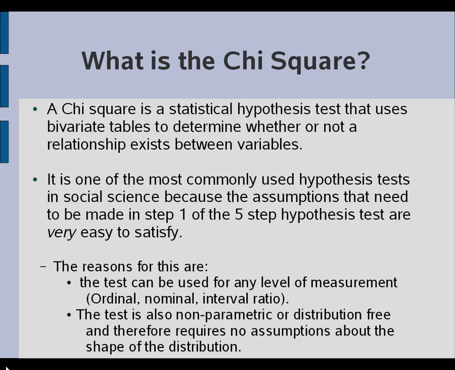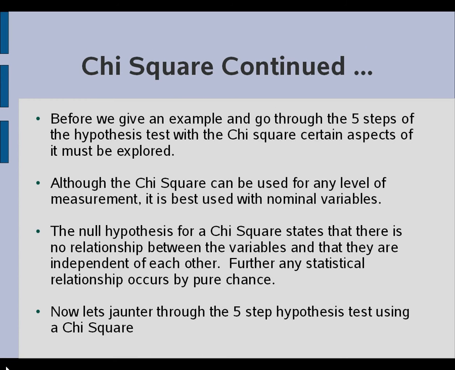The reasons for this are the test can be used for any level of measurement: ordinal, nominal, interval ratio. The test is also non-parametric or distribution-free, and therefore requires no assumptions about the shape of the distribution. Before we give an example and go through the 5 steps of the hypothesis test with the chi-square, certain aspects of it must be explored. Although the chi-square can be used for any level of measurement, it is best used with nominal variables.